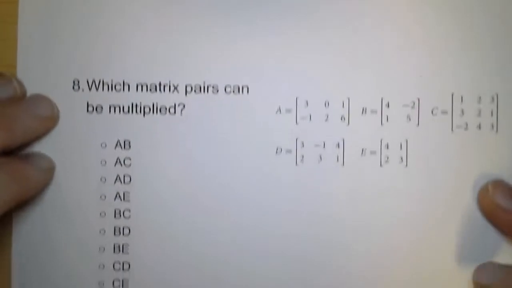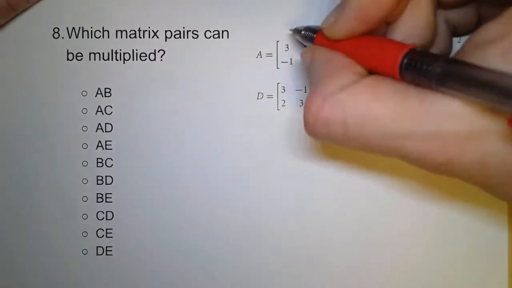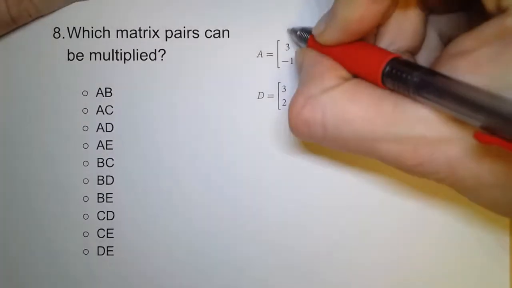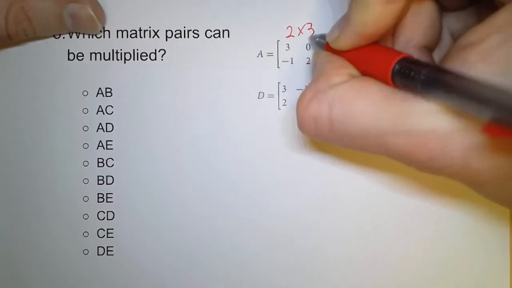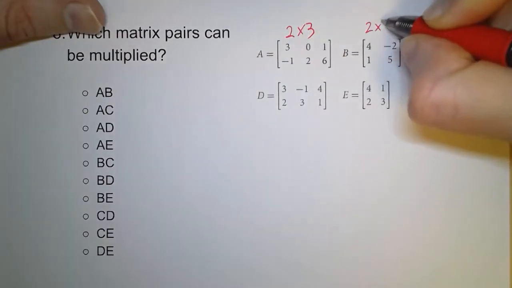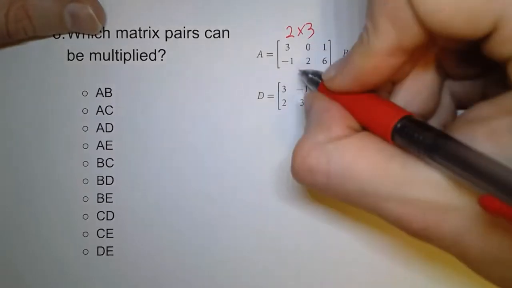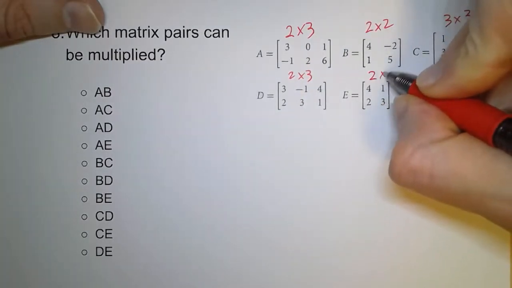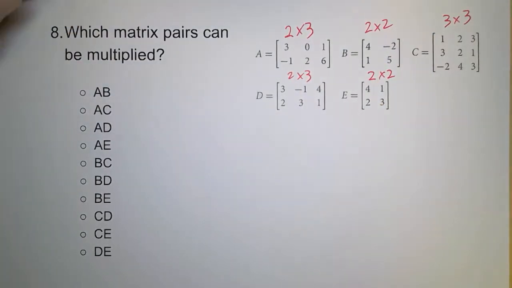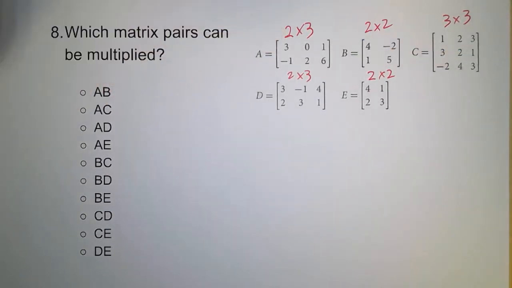Number 8. Number 8 asks, which of these matrix pairs can be multiplied? Now, to help us out, let's write out the orders. Let's see, matrix A is a 2 by 3. Matrix B, 2 by 2. Matrix C is a 3 by 3. Matrix D is a 2 by 3. Matrix E is a 2 by 2. So now we have to pair up each of these and look to see, are the inner two numbers matching?